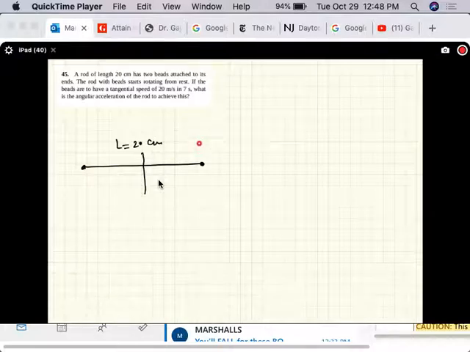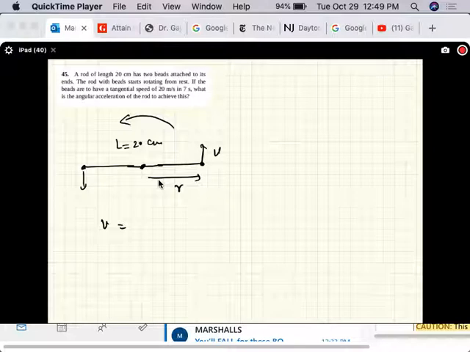So we want this velocity. Here's a top view. It's rotating about that axis, and let's say it's rotating counterclockwise. So velocity is r omega. Let's calculate omega. What angular velocity do you need to have this linear speed?